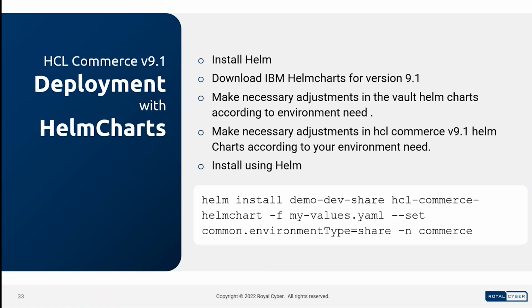After downloading the desired images from the HCL portal, we can load and push these images into the registry. Then we need to make sure we make the necessary adjustments as per our environment needs in the Vault and HCL Commerce version 9.1 Helm charts, like database host, configuration, image tags, etc. Once we are good with the desired changes in the Helm charts, we have a Helm install command to deploy and set up the HCL Commerce version 9 stack over OpenShift.